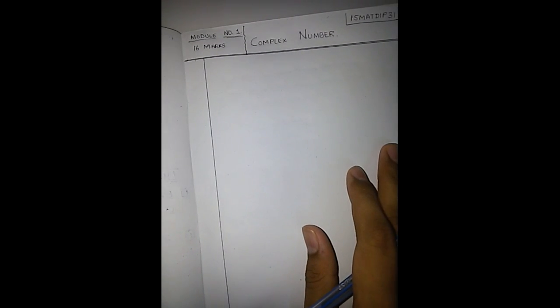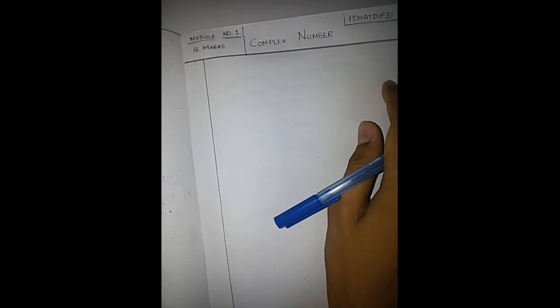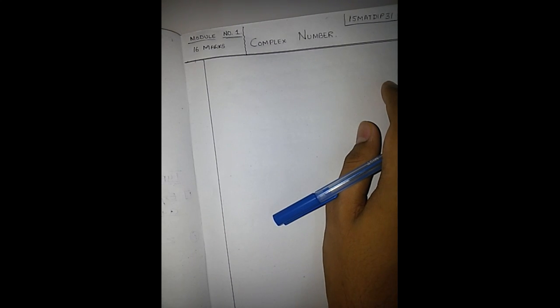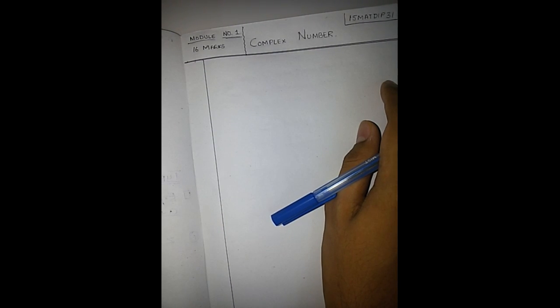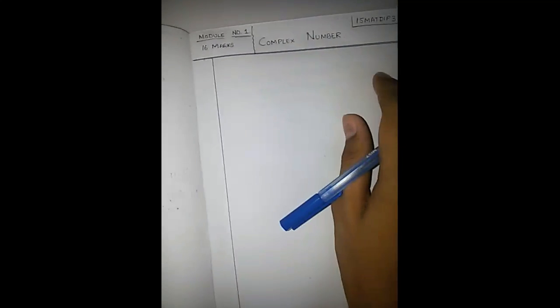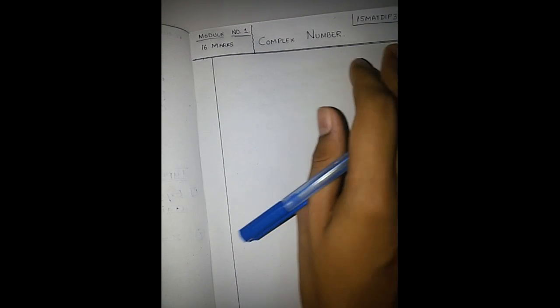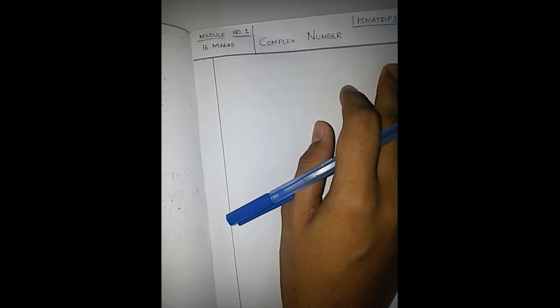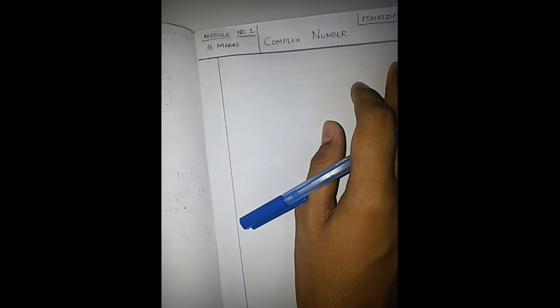Hello guys, let us start today with complex numbers. This one is the first module, which appears in the exam for 16 marks. This is a half module which we are covering here with the title complex number. For this, we have to know what a complex number is.